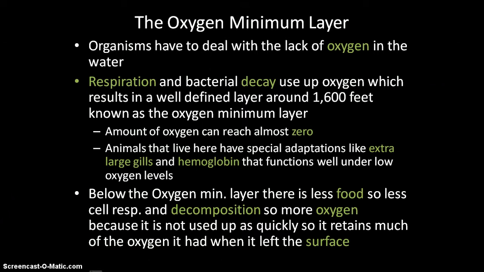Below the oxygen minimum layer, there's actually less food, so there's less cellular respiration because there are fewer animals, and less decomposition. So their oxygen is not used up as fast in that layer, so it keeps most of the oxygen that it had when it left the surface. So underneath the oxygen minimum layer, there are actually higher amounts of oxygen in the water than above, which doesn't seem logical, but that's just the way it is.